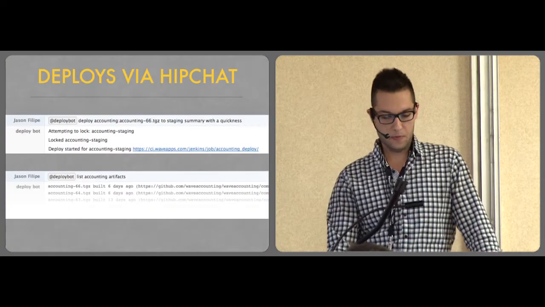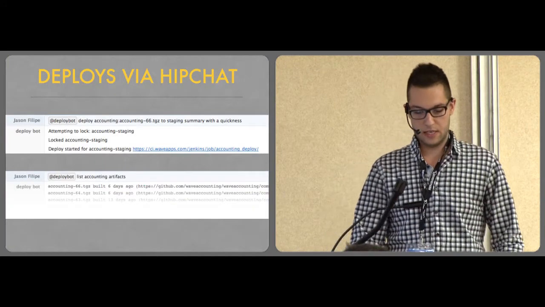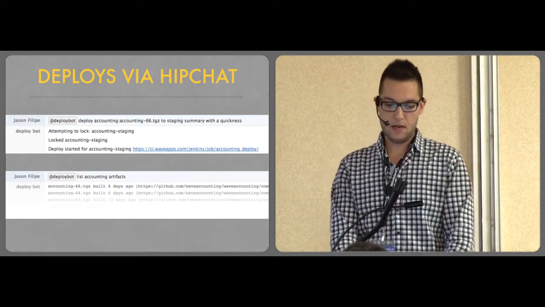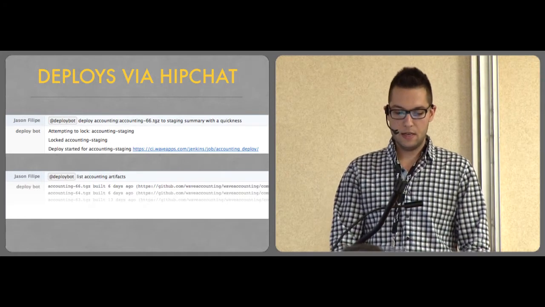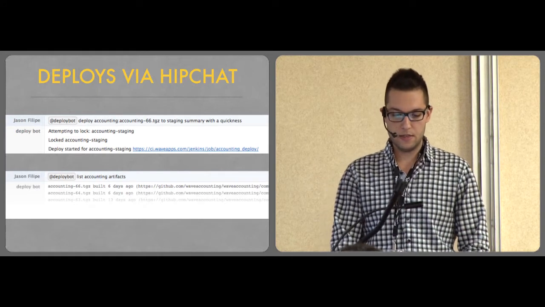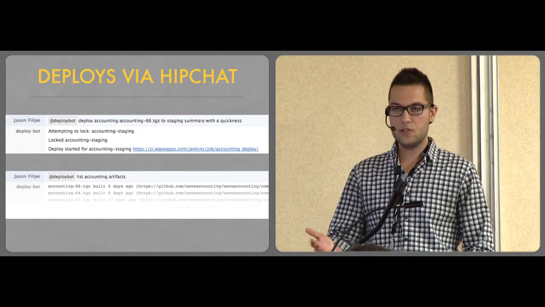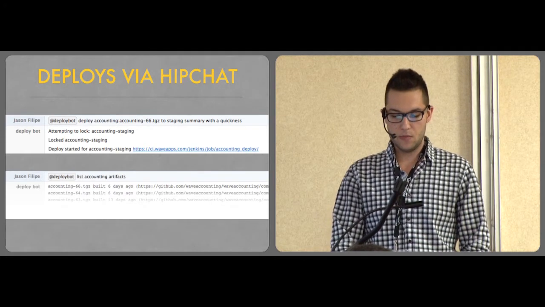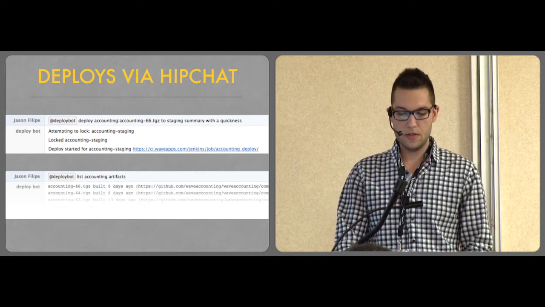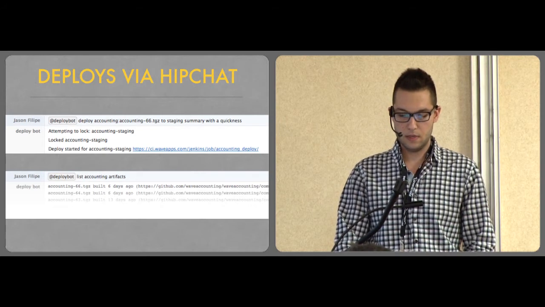So we can actually deploy from HipChat. You just say deploy what product, what the artifact name is, to what environment, and give a summary. It locks the environment, and then just starts the deploy. So pretty much all that Jenkins job does is just execute that Fabric script. We also have other helpers to list out all the artifacts that are available.